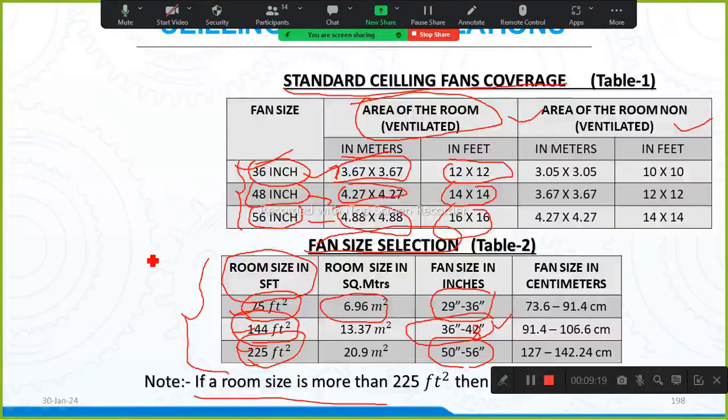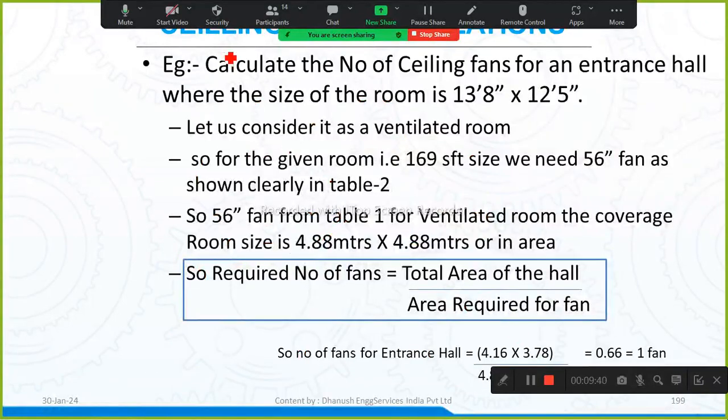Okay, so the first table specifies the coverage area of each fan. The second table specifies, if you want to be more precise, which fan has to be selected for a room area. This is the room size in terms of square feet, and this is the selection of fan, like 36 inches or 48 inches or 56 inches fan. Okay, now let us take a small example.